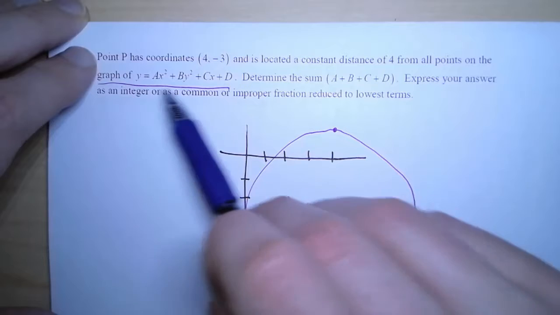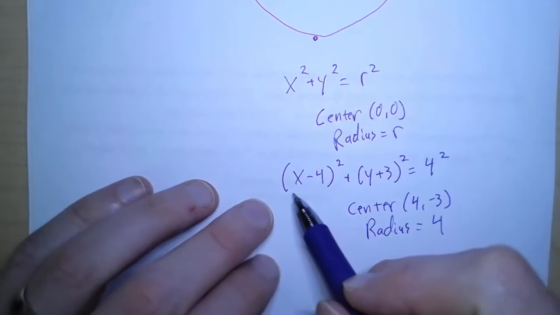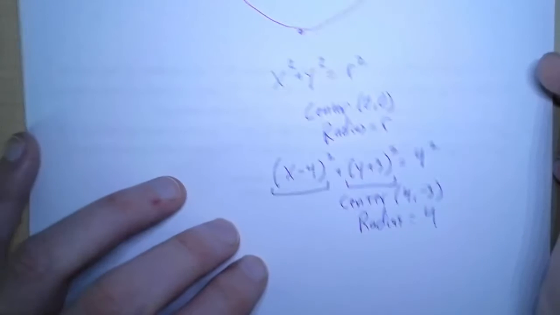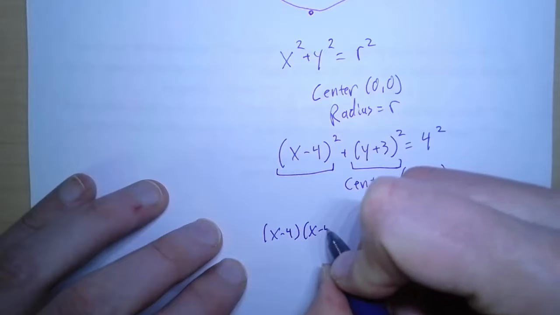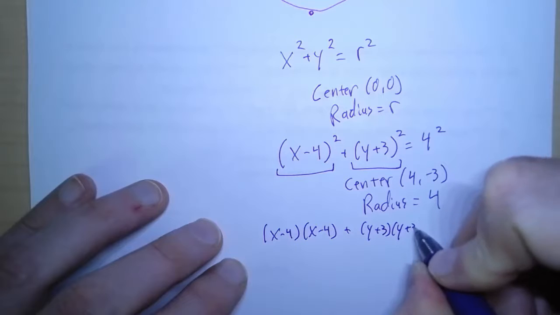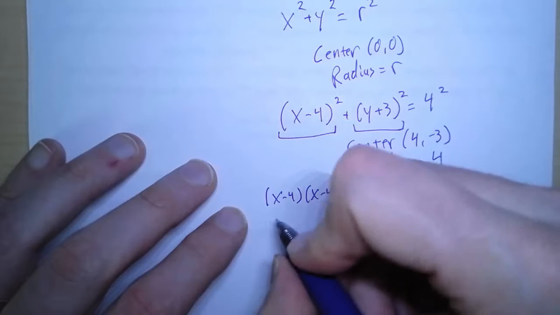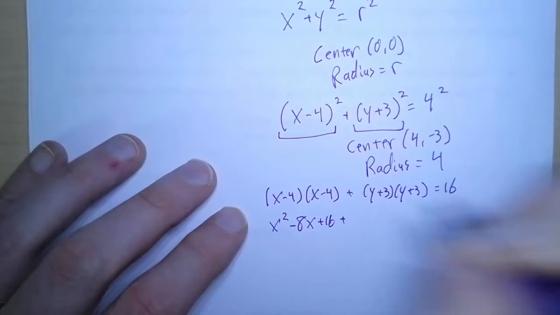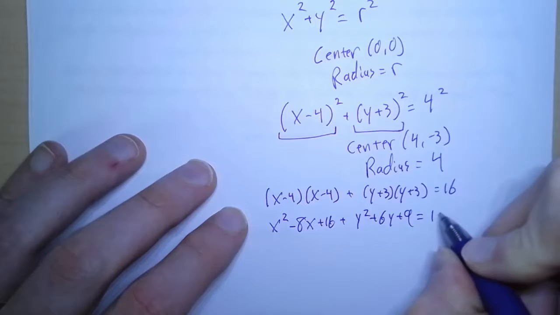The problem is that they want it in this form. They want y solved by itself. So what we have to do is take these two binomial expressions and expand them out. So that's going to be (x minus 4) times (x minus 4) plus (y plus 3) times (y plus 3) equals 16. When we expand this out, we get x squared minus 8x plus 16 plus y squared plus 6y plus 9 equals 16.